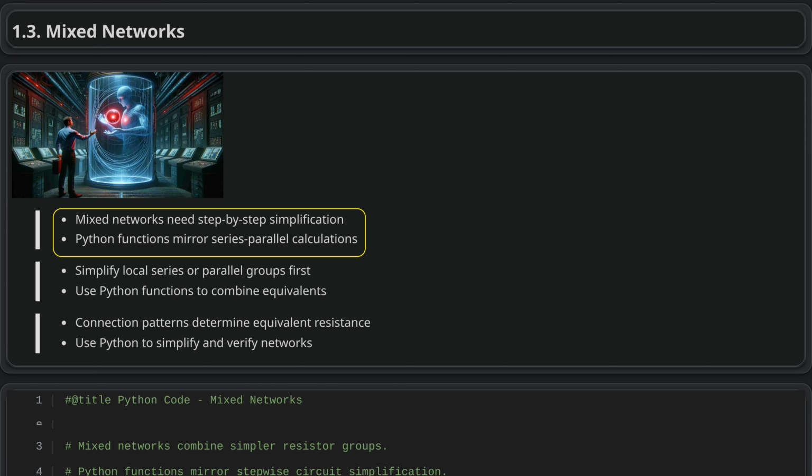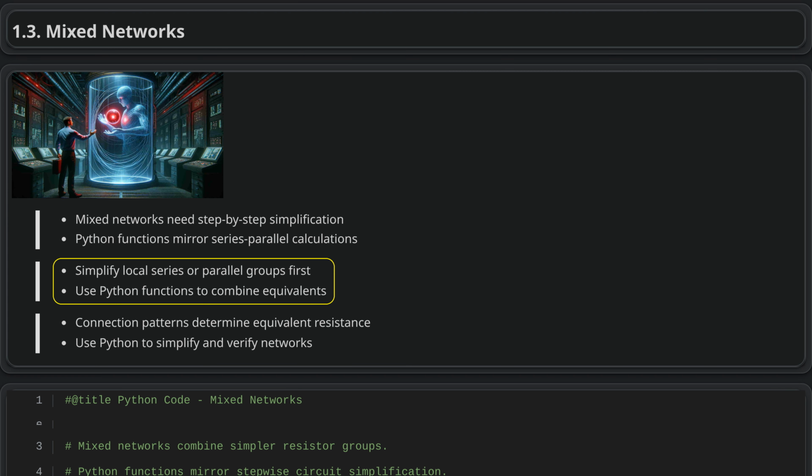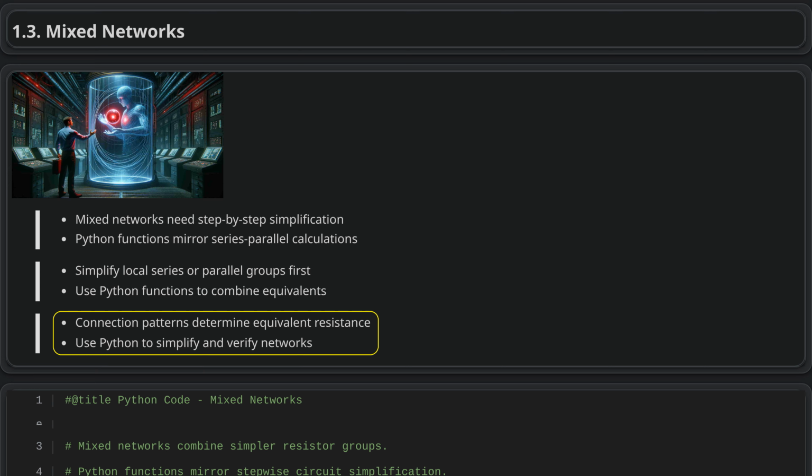To analyze a mixed resistor network, simplify the closest resistor groups first, and then work outward. Combine end-to-end resistors as series groups and resistors sharing the same connection points as parallel groups. Each simplification can reveal new series or parallel relationships. Python can support this by using functions for series and parallel calculations, passing each result into the next step while preserving the circuit's overall behavior.